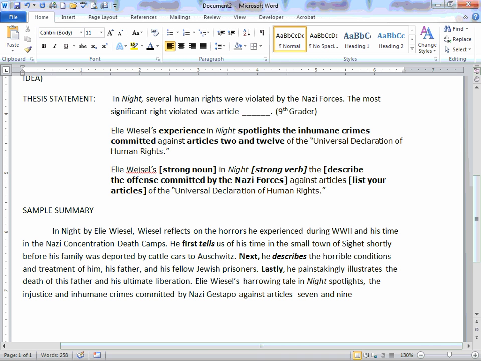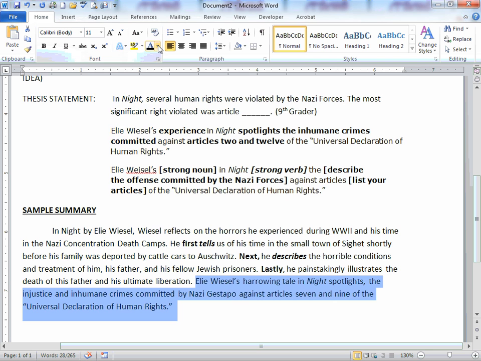7 and 9. Notice I spelled out 7 and 9 because when you're writing, you do not write the numbers when you do 1 through 13. After that, 1 through 19. After 20, you want to actually list the number. Against Articles 7 and 9 of the Universal Declaration of Human Rights. And that is the sample summary.